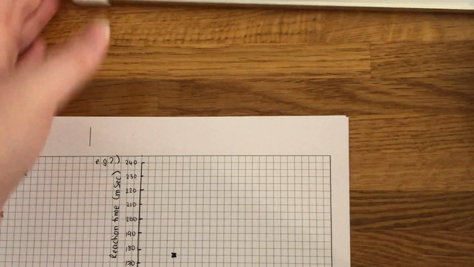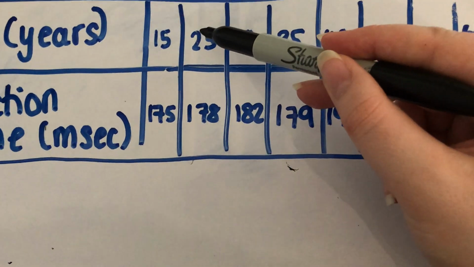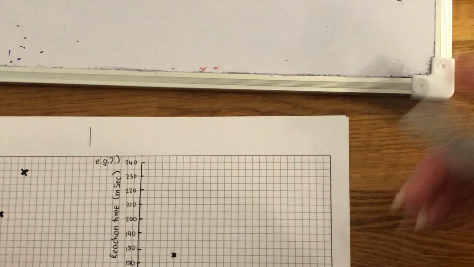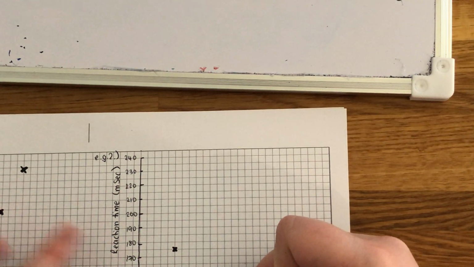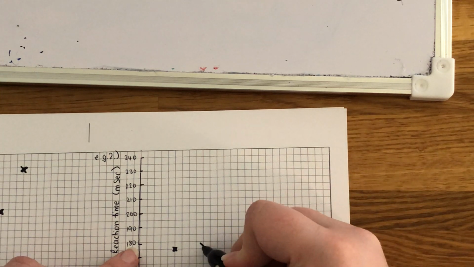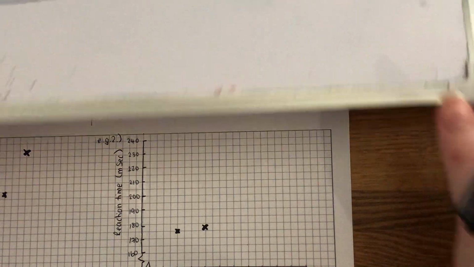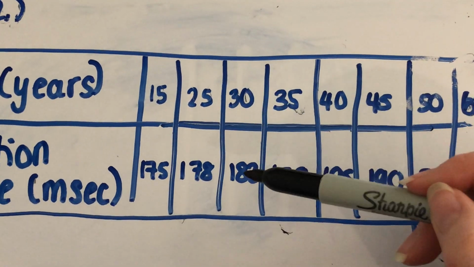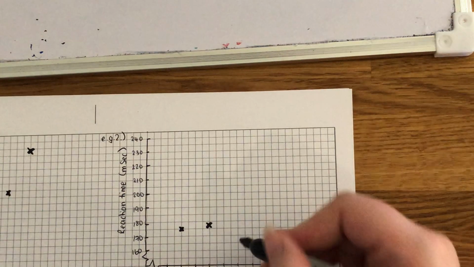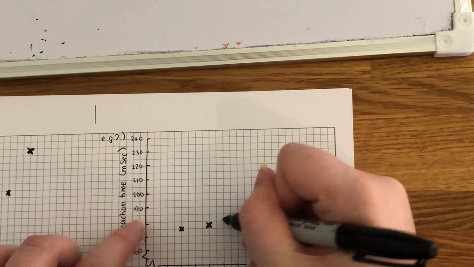Okay, the next one, we've got 25 and 178. So 25 and then 178 would be about there. And again, just a little cross. Next one, so we've got 30 years old and 182. So we're going 30 across, and 182 is about there.